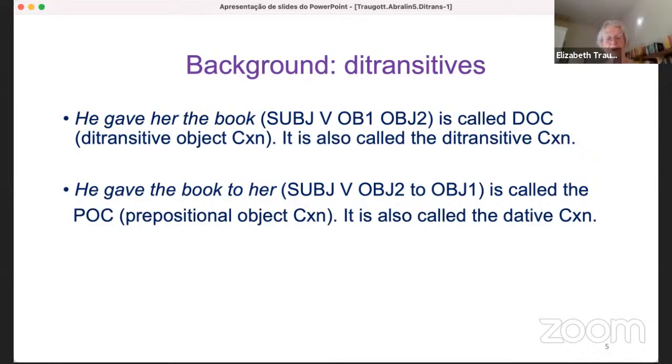"He gave the book to her" is subject, verb, object two, to object one, and is called the POC, or prepositional object construction, and also the dative construction. And again, I will be using both those terms today.